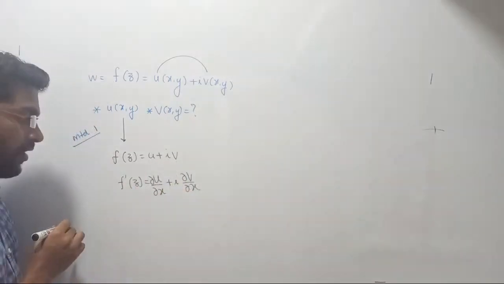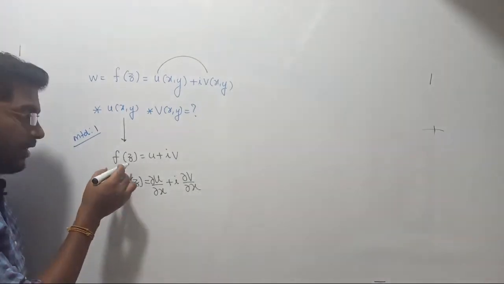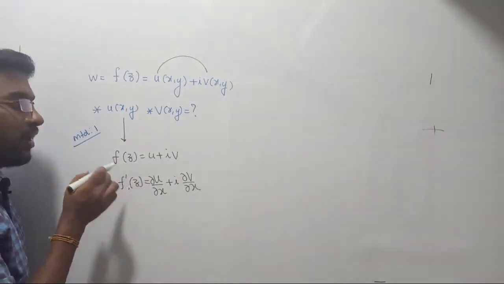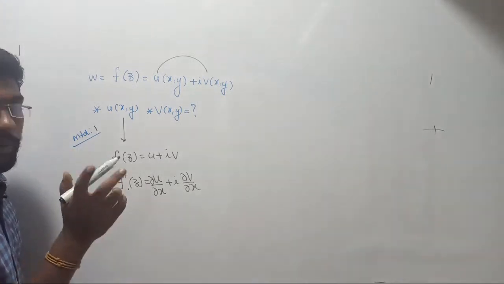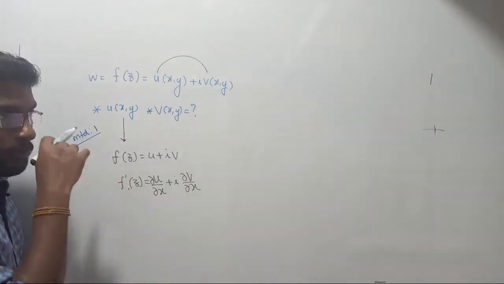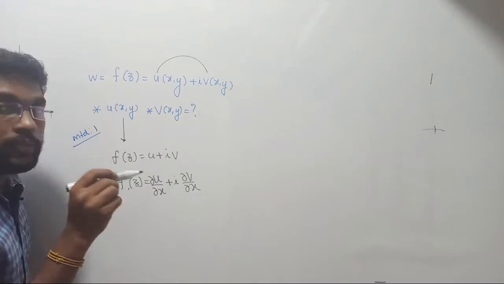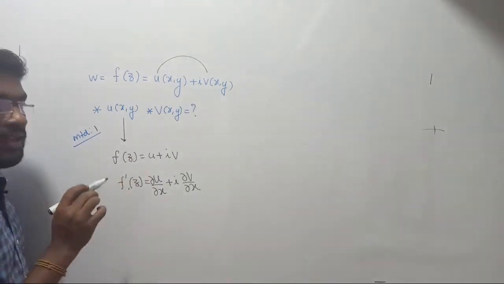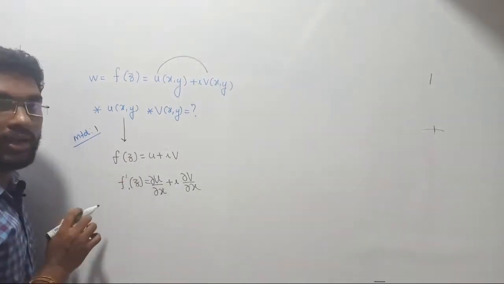I am repeating once again. I am taking the differentiation of this function. Now, since these depend on two variables, x and y, the question is, with respect to which variable are you doing the differentiation? Either with x or with y.